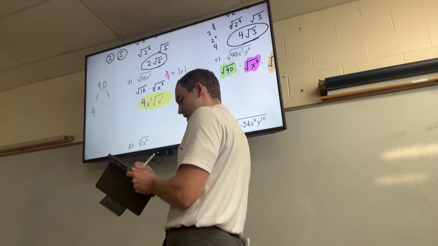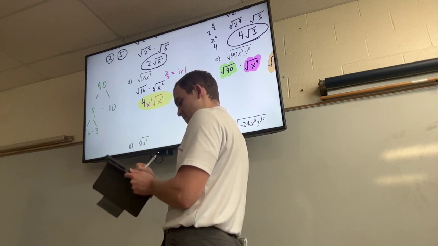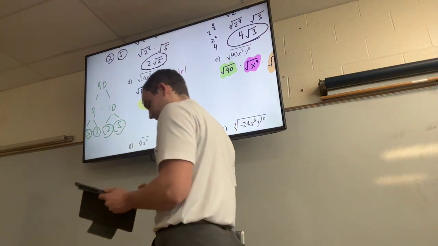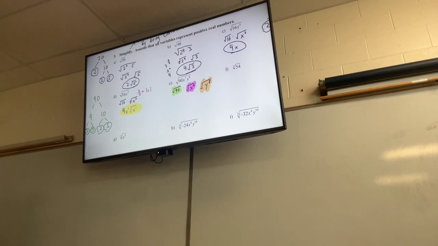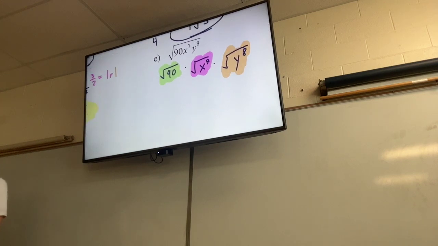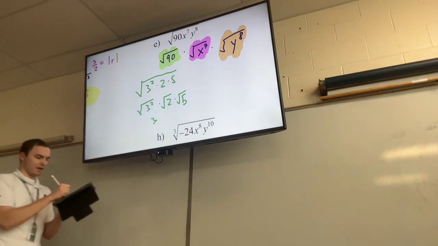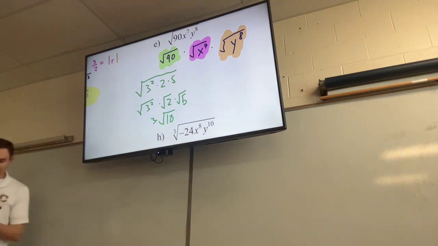So that's the same as 9 times 10, 3 times 3, 2 times 5. Okay? So the square root of 90 becomes the square root of 3 squared times 2 times 5, and I can break that up too. Square root of 3 squared times root 2 times root 5. Okay? What's the square root of 3 squared? Just 3. And then I can't simplify these other two, so I'm just going to combine them. Okay? So that's the green part.